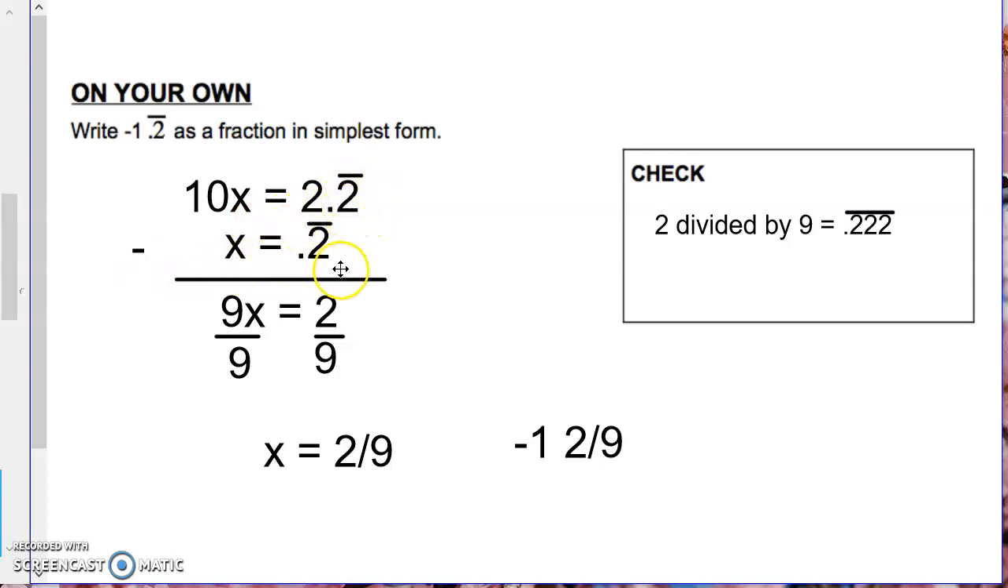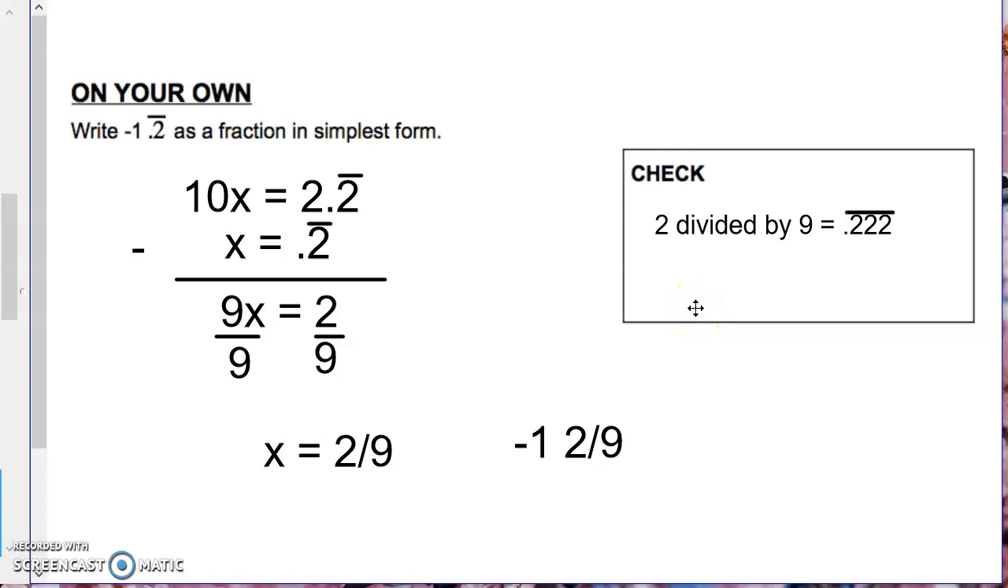I subtract x on both sides, so 10x minus 1x leaves me with 9x. 2.2 repeating, subtracting away the 0.2 repeating just leaves me with 2. So then I divide by 9 on both sides, and that gives me 2/9. So then to write my answer, it would be negative 1 2/9. So 2 divided by 9 is 0.22 repeating.